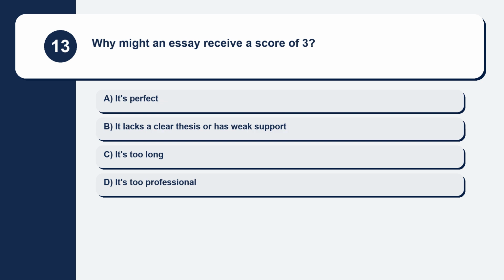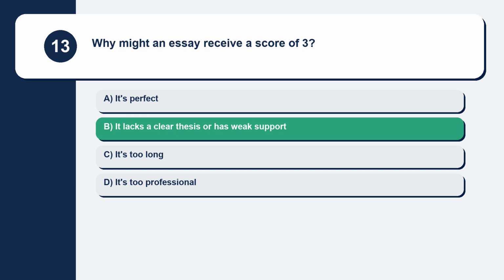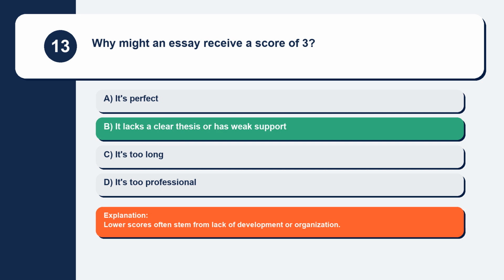Question 13. Why might an essay receive a score of 3? It's perfect. It lacks a clear thesis or has weak support. It's too long. It's too professional. Lower scores often stem from lack of development or organization.